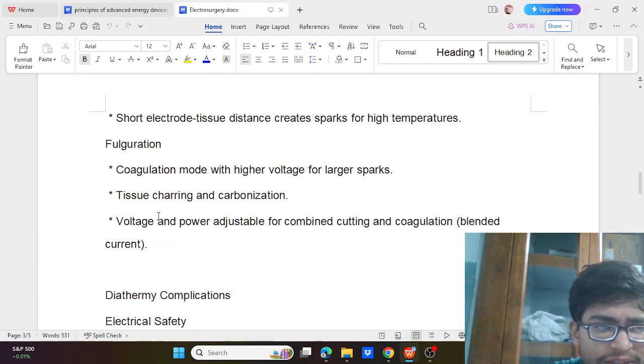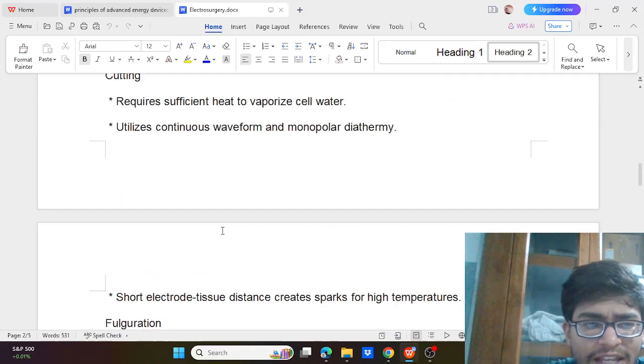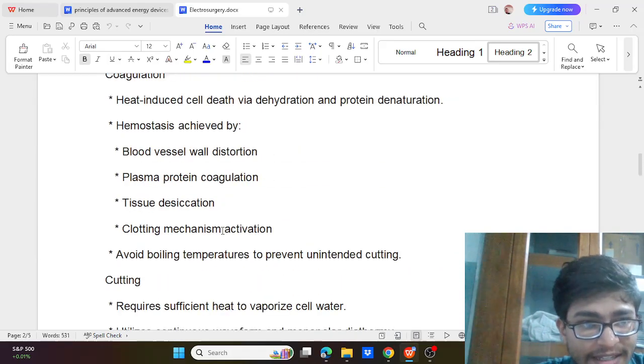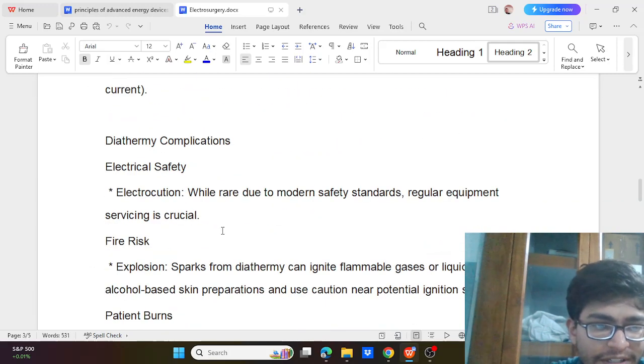Then fulguration, which is coagulation mode with high voltage, causes tissue charring and carbonization, that is blackening. Voltage and power can be adjusted for combined cutting and coagulation, that is blended current. So these were the techniques of effect, that is coagulation, cutting, and fulguration.